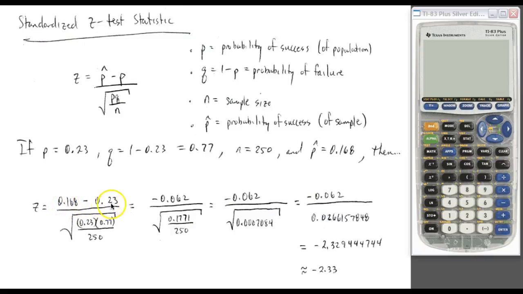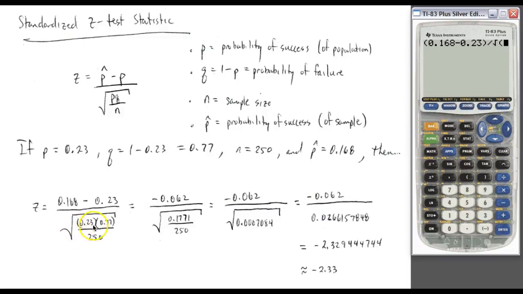The first thing that we see is we have 0.168 minus 0.230 in the numerator. So we want to open parentheses, 0.168 minus 0.23, and then we close parentheses. After that, we divide, and then you notice here we have to take the square root of all this stuff. So we can just say second and then square root, and now we're going to handle everything that's in the numerator and then divide by everything that's in the denominator.